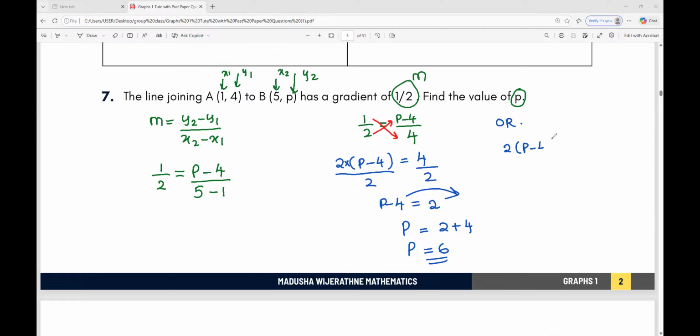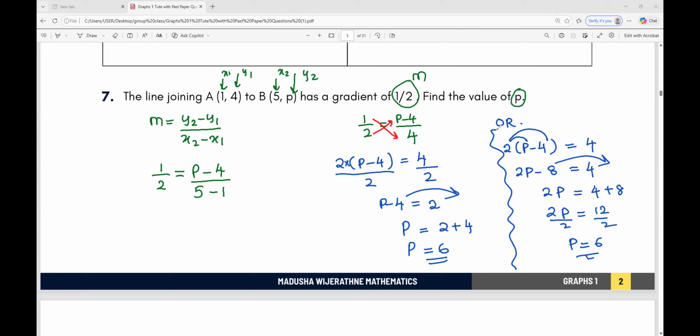Or you can remove this bracket. 2 times P minus 4 equal 4, 2P and minus 8. Then take minus 8 to right hand side. 2P equals 4 plus 8. Then 2P is 12. Divide both sides by 2. P is 6. Both ways are okay. So only this part is from straight line graphs. After that, it's algebra. Write it down.